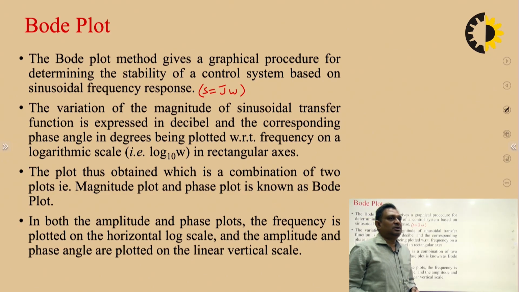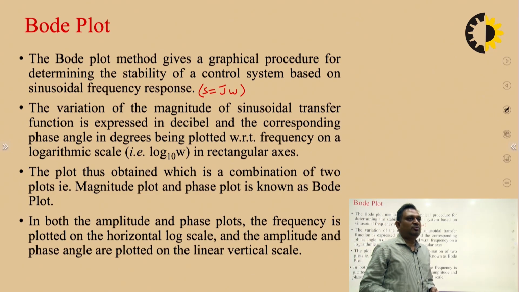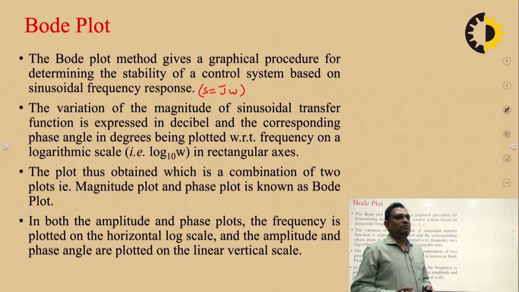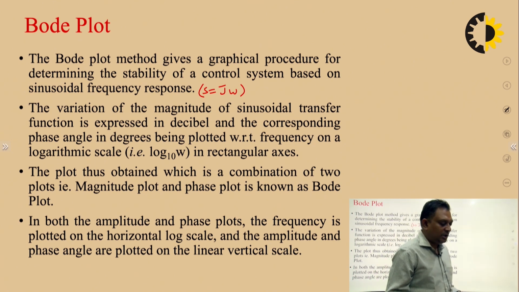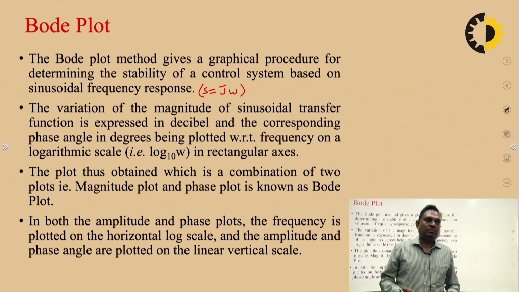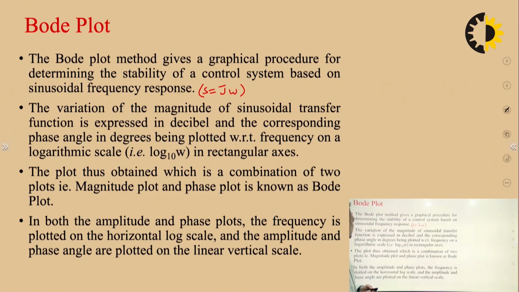Actually, this Bode plot is nothing but a frequency response plot. But what is the difference in Bode plot? In case of Bode plot, the magnitude plot is plotted in terms of dB, and the frequency which we are taking here is on log axis. So by taking the log values, we can accommodate a large range of frequencies also. Okay, and the plot thus obtained, which is a combination of two plots, that is magnitude plot and phase plot, is known as Bode plot.